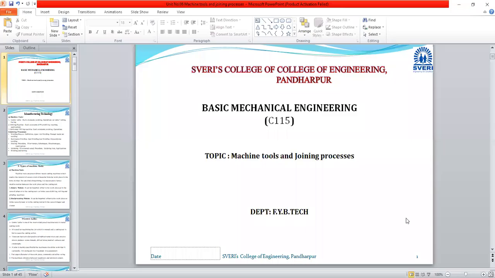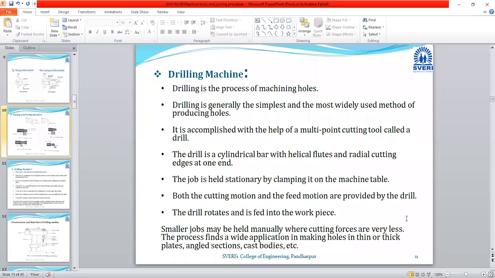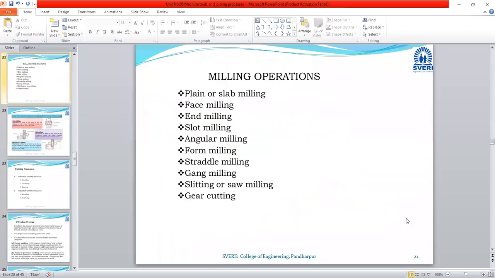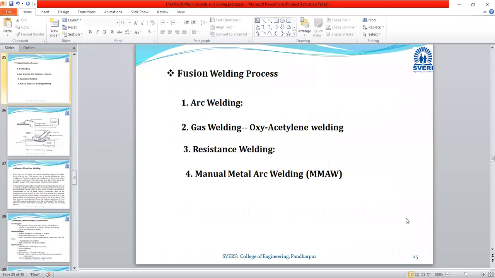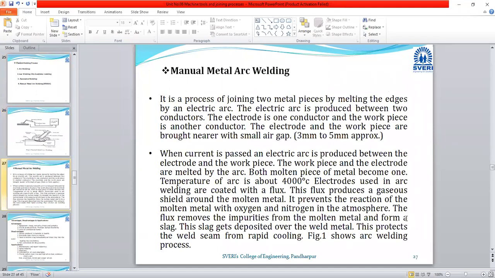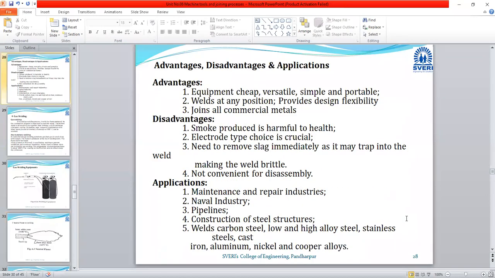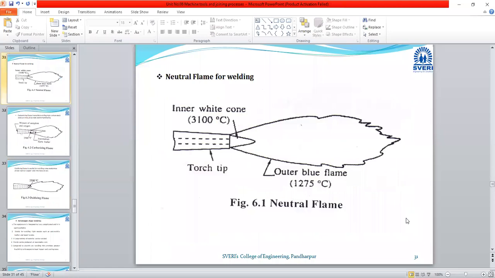So where we are in the previous lecture, how many points have we covered? From the second chapter we have covered construction and operations performed on the lathe machine, then construction and different types of holes created by drilling machine. Then in joining processes we have seen manual metal arc welding. Then we have seen gas welding. Am I correct?